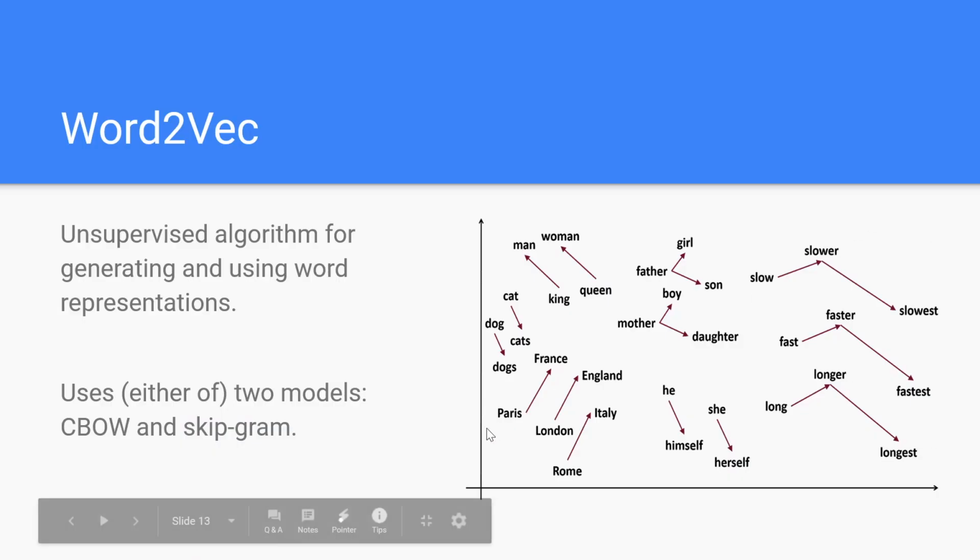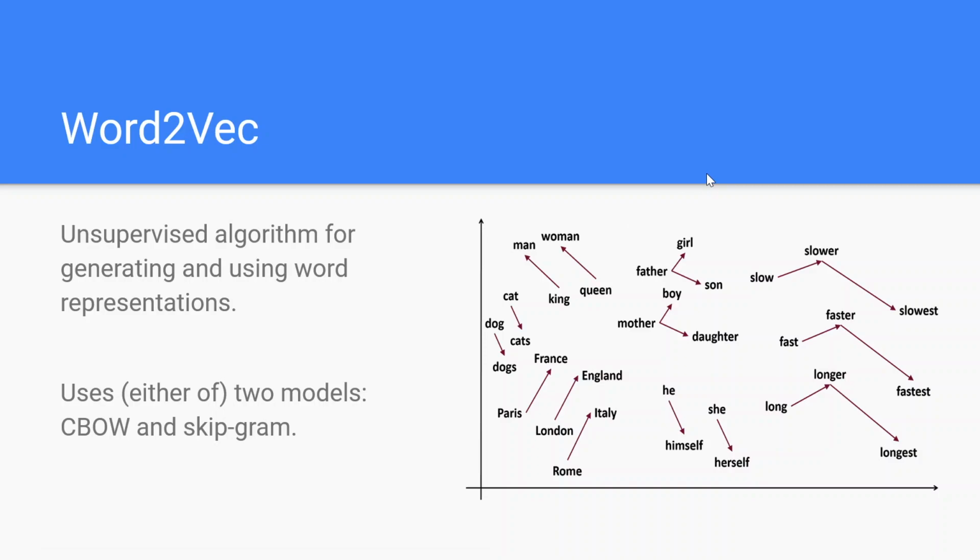The first model you will observe is Word2Vec. Word2Vec is an unsupervised algorithm for generating and using word representations. It was introduced by Mikolov et al. in 2014. Now, this method for generating embeddings uses either of two models, CBOW, that is continuous bag of words, and Skipgram. We will be looking in detail into both these models.